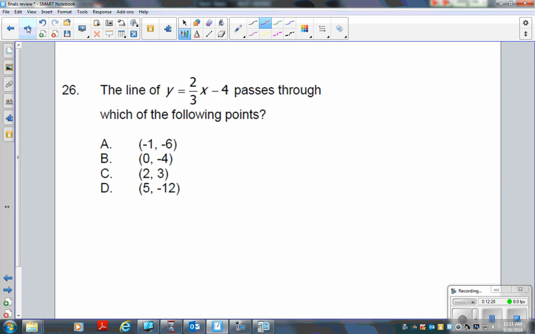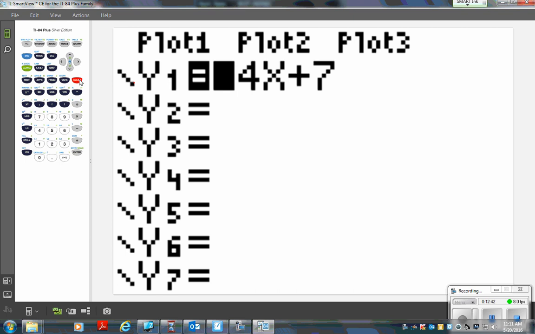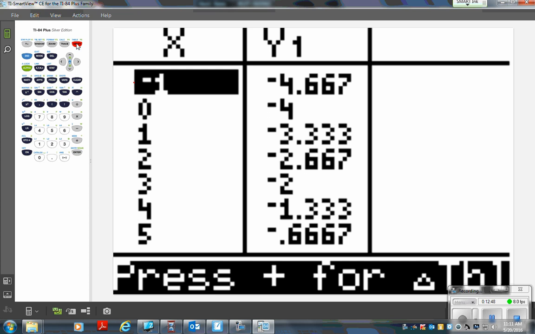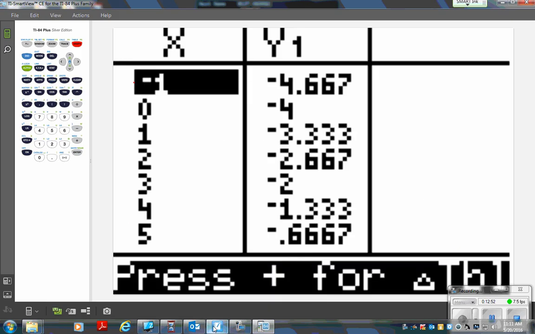So what we're looking for right now is what does it pass through, which one of these points. Again, this is easy. Every time something says y equal to, all you have to do is just plug into your calculator and look at the picture. 2/3 x minus 4. When you take a look at the table, we're looking at some of these numbers. 2, 3, 5, -12. That's not there. But I do have 0 and -4.